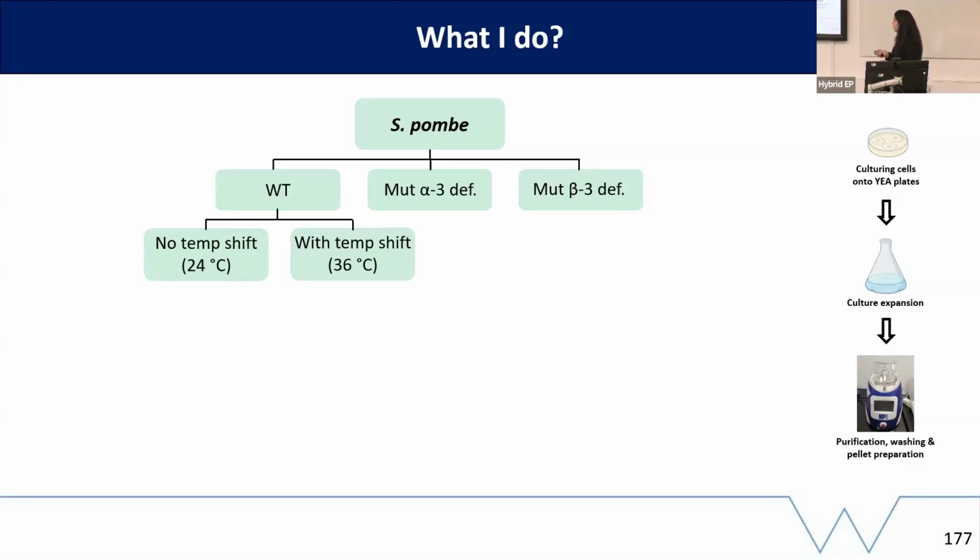We are also interested to see how the wild type S. pombe is affected by different temperatures during its growth. So we are also investigating different temperatures, like 24 degrees Celsius and 30 degrees Celsius, and trying to see the compositional difference in the cell wall of these samples.